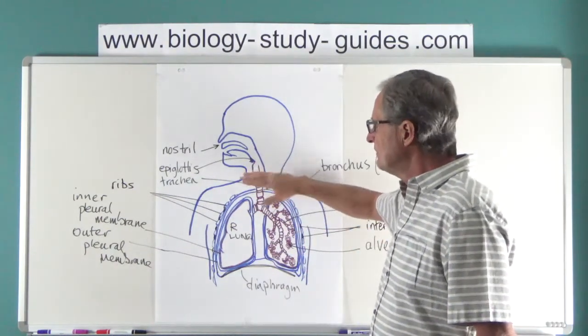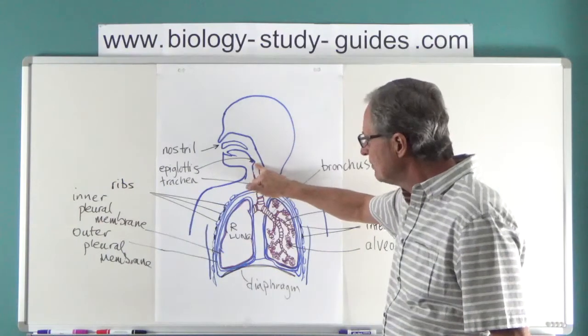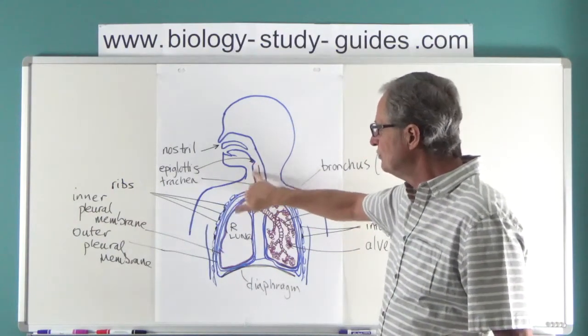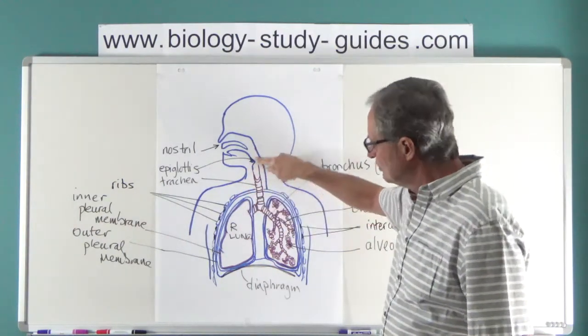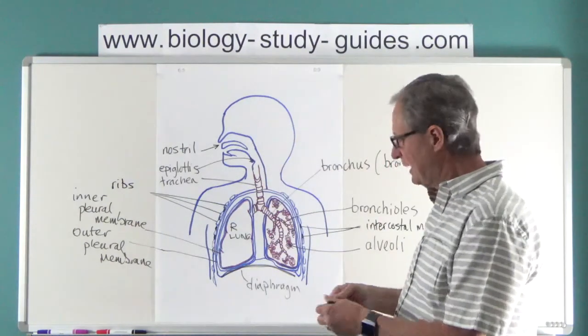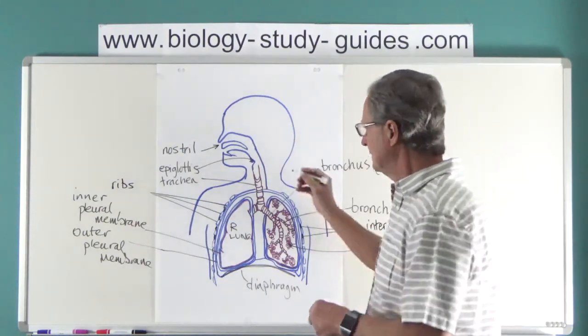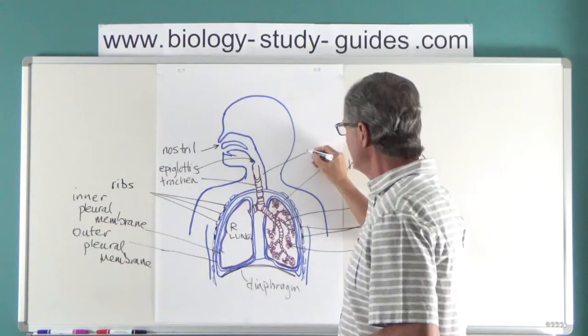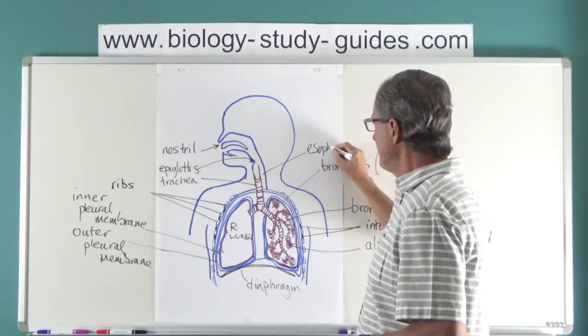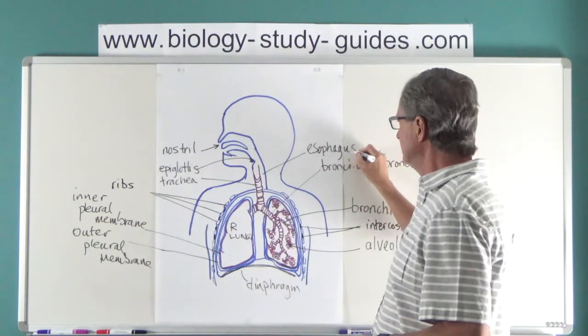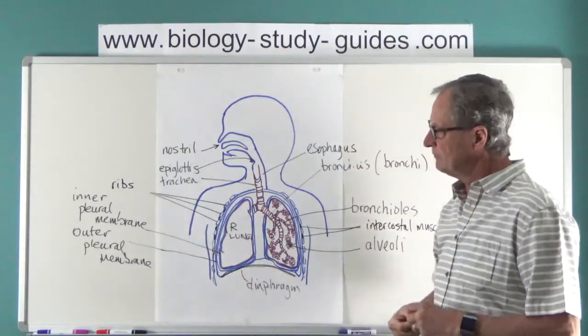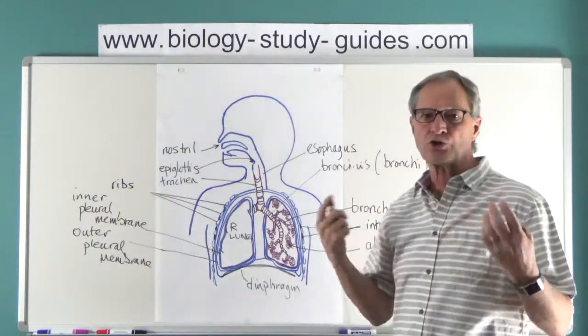The epiglottis closes, it flaps down when we're swallowing, so food doesn't go down towards your lungs. Food goes down the esophagus, which is right behind here. I should label that, I guess, here. This is the esophagus. So that's what the system looks like.